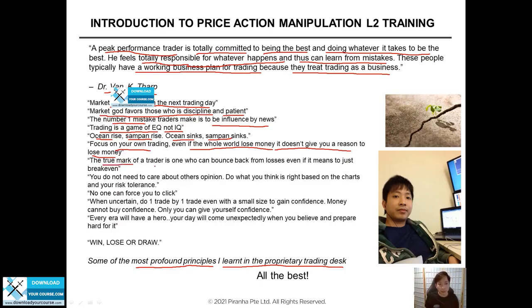The true mark of a trader is the one who can bounce back from losses, even if it means just to break even. So even if you start off like this, let's say you start off here and then you lose 20k, and then you make back 20k, you may think that, oh, it's only break even.